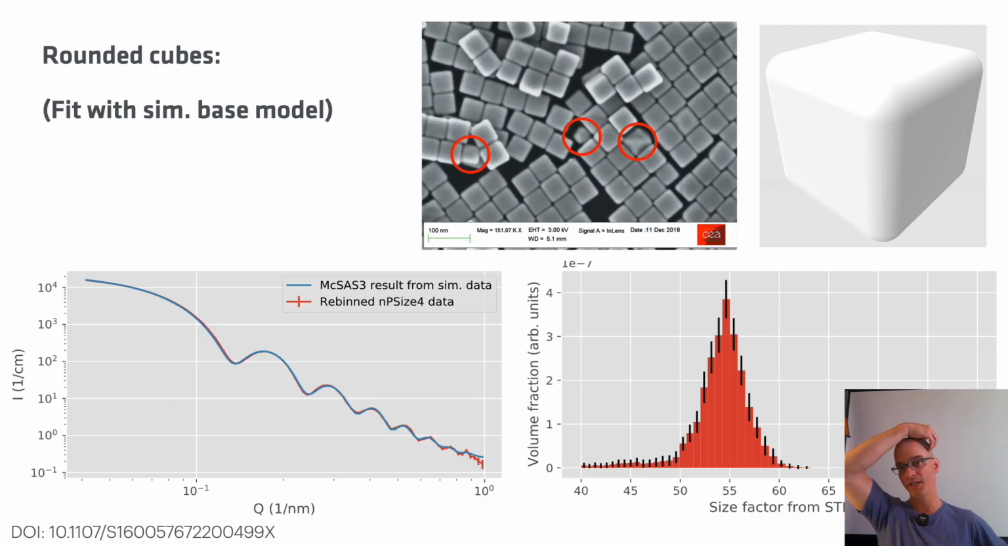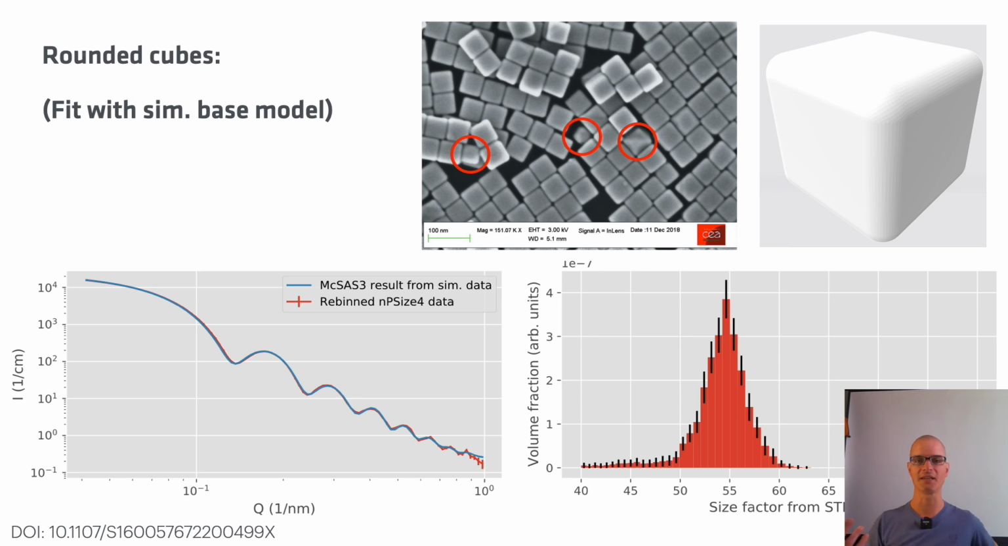Another example, which is quite neat, I think, is an example where we adapted McSAS for the analysis of objects for which we don't have form factors. So we don't have a form factor, or not an analytical form factor at least, for a rounded cube, which we needed for this particular sample. So we used a simulation.